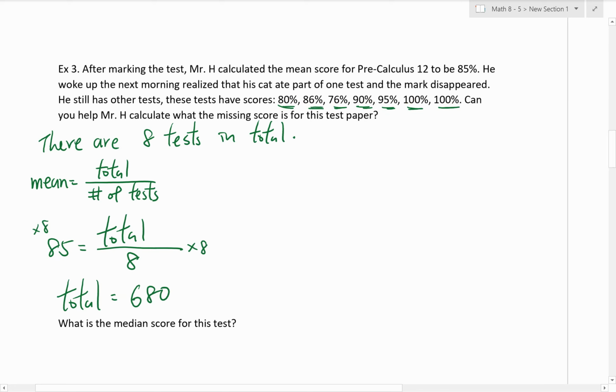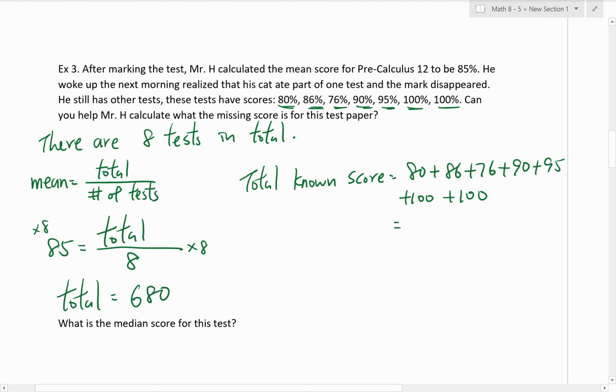Now, here are 7 of the scores. So we can actually figure out how many marks there are for these 7 people, and then we can figure out what the last score is, right? So the total known score would be simply 80 plus 86 plus 76 plus 90, 95 plus 100 plus 100. And if you add them up, you can see all these scores are pretty good. So you could imagine the last score is probably not very good.